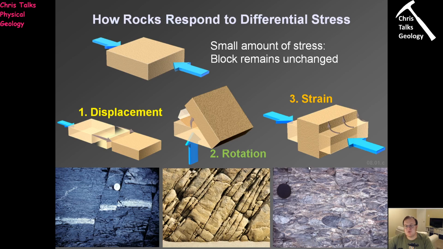So this is primarily a ductile feature, as it requires the rock to flow, doesn't it? I mean, you can't really do this if your rock is behaving like a brittle material, because it will just crack. So in order for this to happen, you really need your rock to be able to flow, so it needs to deform in a ductile fashion. So these are our three responses. If you apply stress to a layer of rock, you can either cause it to displace, rotate, or you can cause it to suffer strain, in which case it will deform.